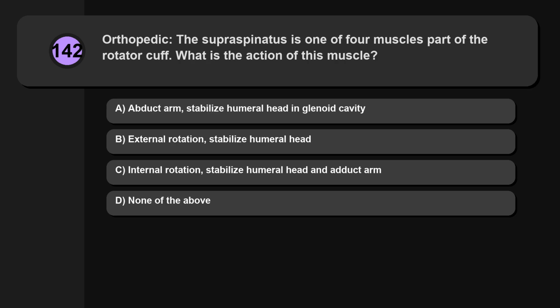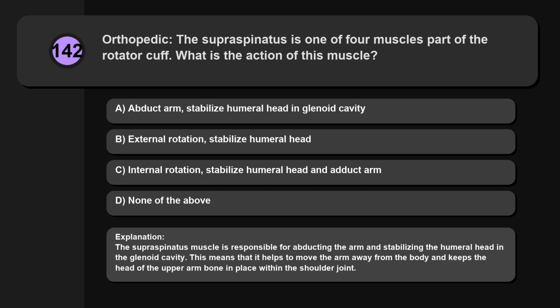Question 142. Orthopedic. The supraspinatus is one of four muscles part of the rotator cuff. What is the action of this muscle? Option A. Abduct arm, stabilize humeral head in glenoid cavity. Option B. External rotation, stabilize humeral head. Option C. Internal rotation, stabilize humeral head and adduct arm. Option D. None of the above. The correct answer is option A. The supraspinatus muscle is responsible for abducting the arm and stabilizing the humeral head in the glenoid cavity. This means that it helps to move the arm away from the body and keeps the head of the upper arm bone in place within the shoulder joint.